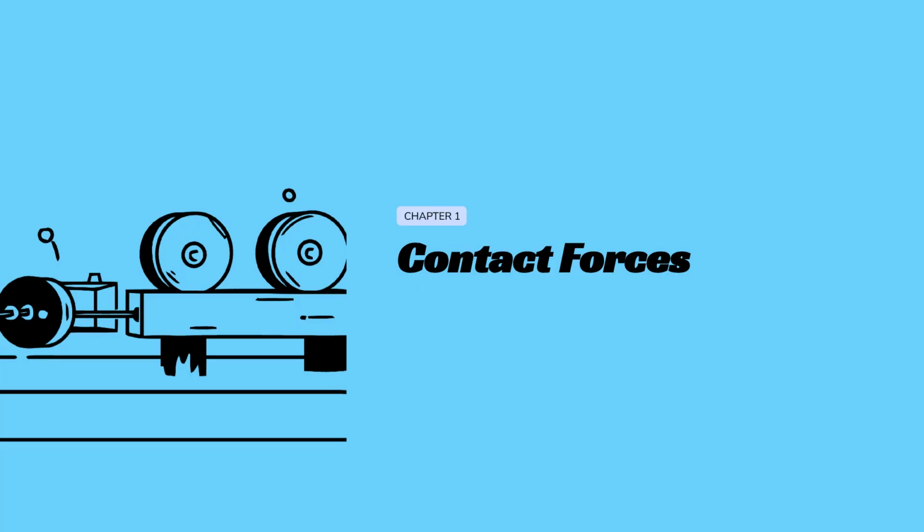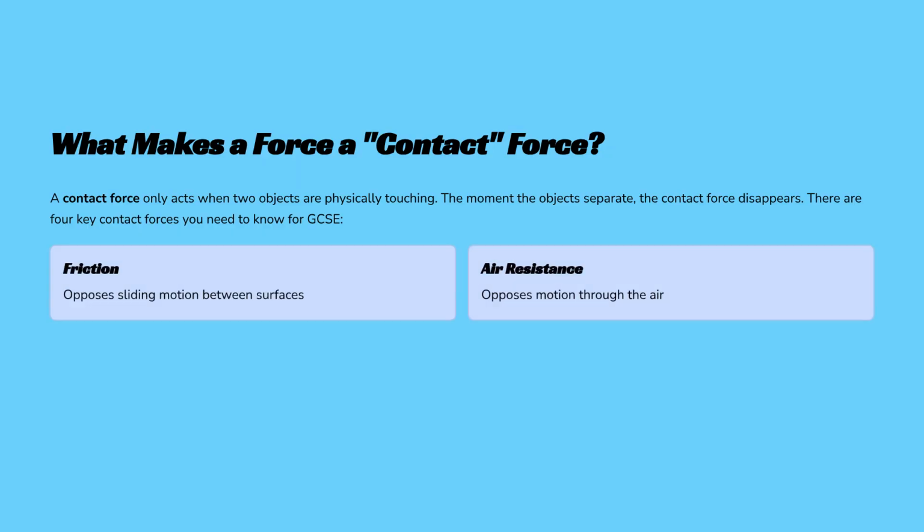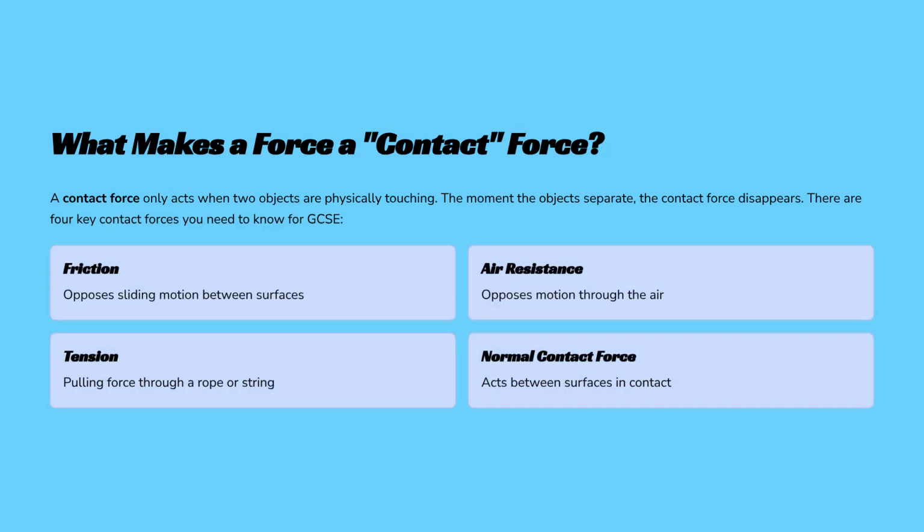Moving on to Chapter 1. Contact forces. These are forces that only act when two objects are physically touching each other. There are 4 main contact forces you should know for your GCSE: friction, air resistance, tension, and the normal contact force. Remember, if the objects separate, the contact force disappears.